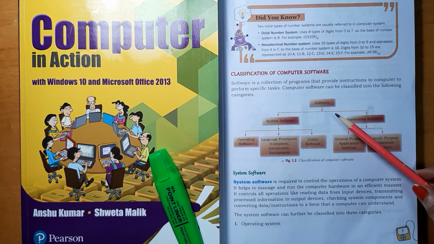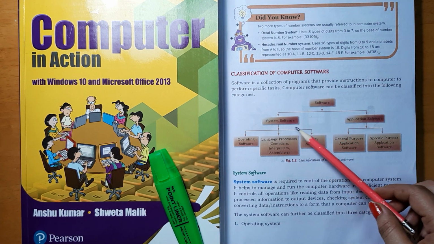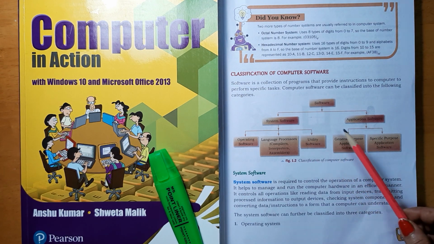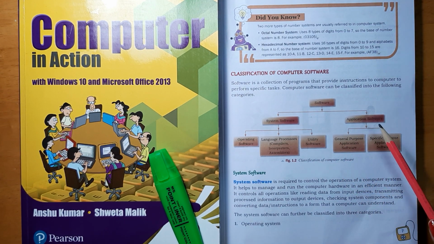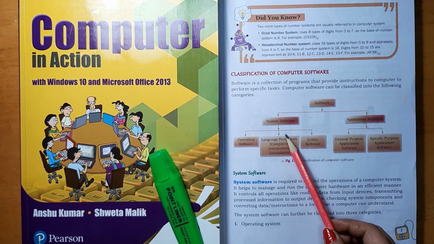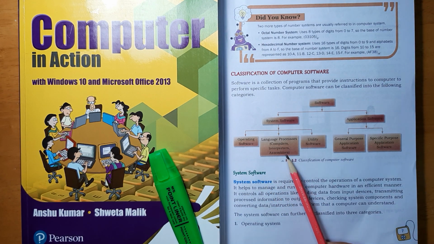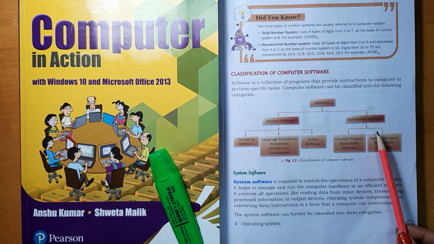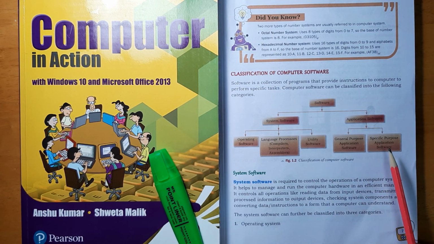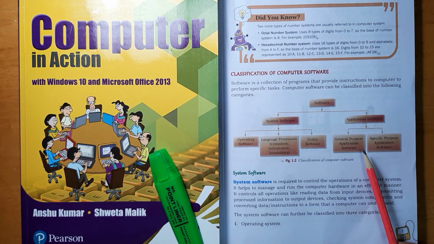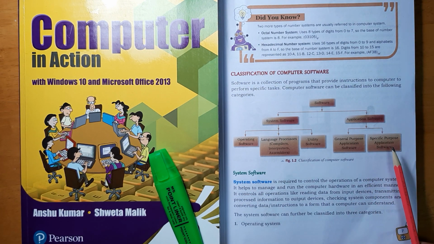Here, computer software is broadly divided into two categories: system software and application software. The system software is again divided into three categories: operating software, language processors, and utility software. Similarly, application software is also divided into two sections. One is general purpose application software and the other one is specific purpose application software. So let's go in detail with this software.